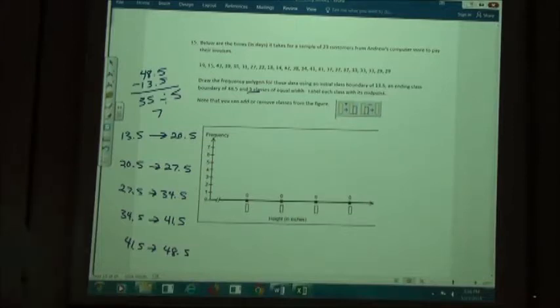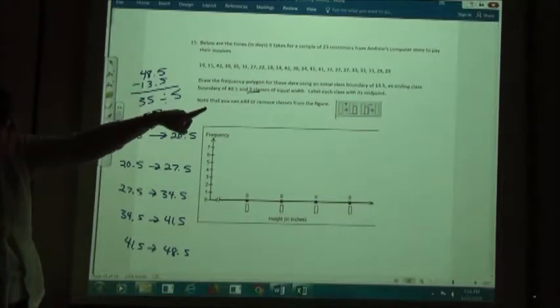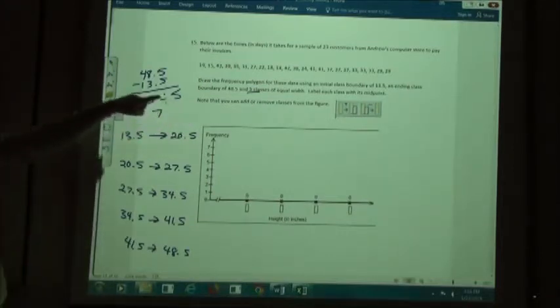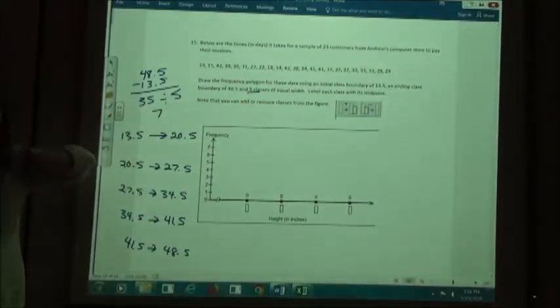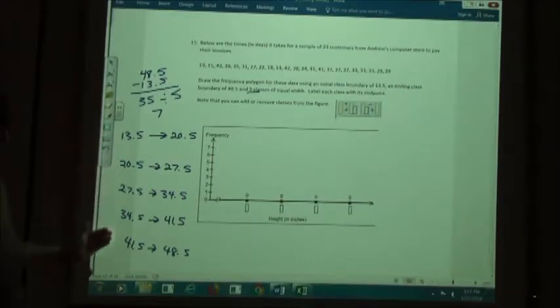All right, so we started with an initial class boundary of 13.5. The end was 48.5, so when I subtracted, I got 35. I had to have 5 equal class widths, so 35 divided by 5 was 7. And so those should be my class boundaries, 13.5 to 20.5, 20.5 to 27.5, and so forth.